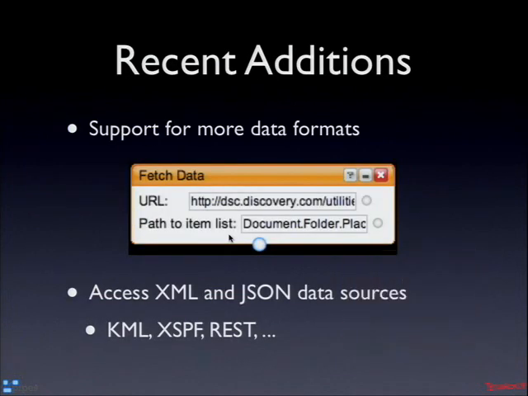So last week, we added support for more data formats, not just RSS. So now we can take in XML and JSON. So it's any type of XML, whether it's KML, REST, and so on. So there's a new fetch data module. The output of the system at this moment is still RSS or JSON, but the input is now pretty much anything.